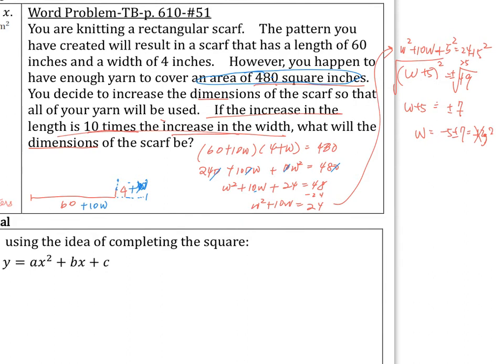So W will equal 2, and what are the dimensions? So 60 plus 10 times 2. 10 times 2 is 20, plus 60, 80 inches for the length. And then 4 plus 2, 6 inches for the width. So this is the width, this is the length.